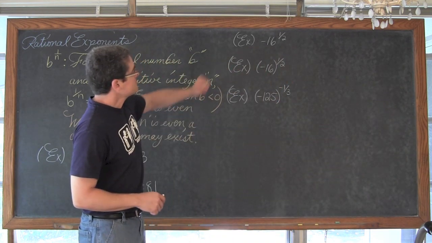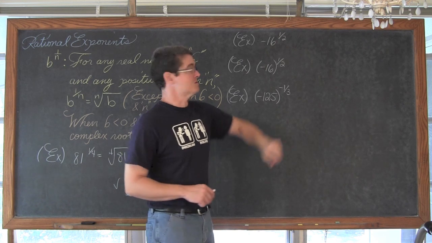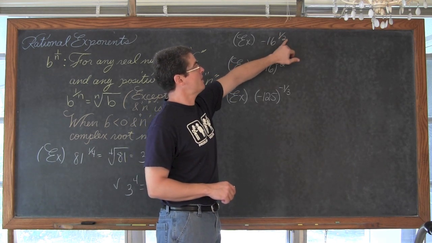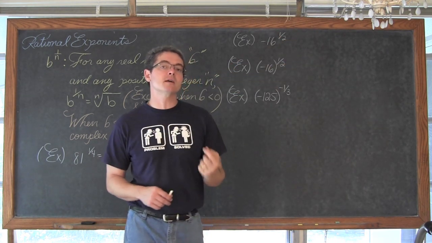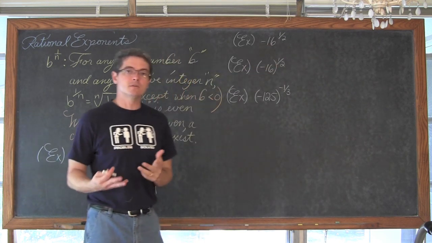Okay. Over here, we have -16 to the 1/2 power. So now we know that this is a power of 1 and a root of 2. So we're looking for the second root or the square root of 16. Well, the square root of 16 is equal to 4.